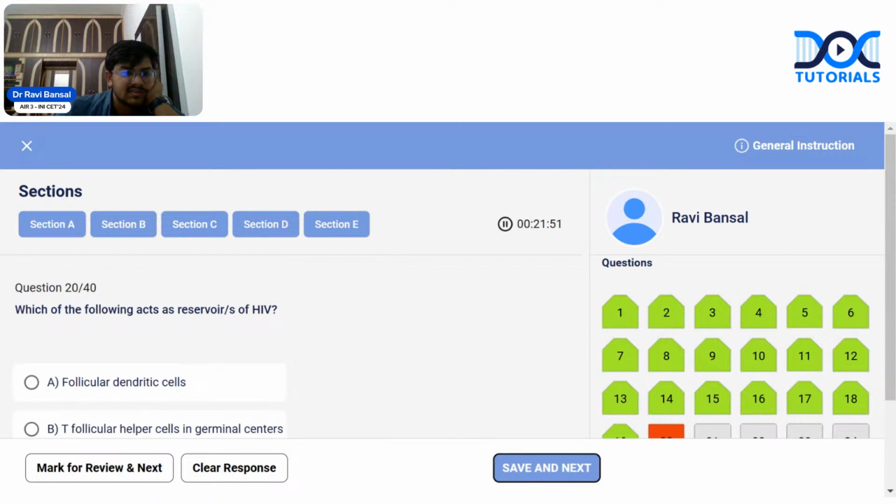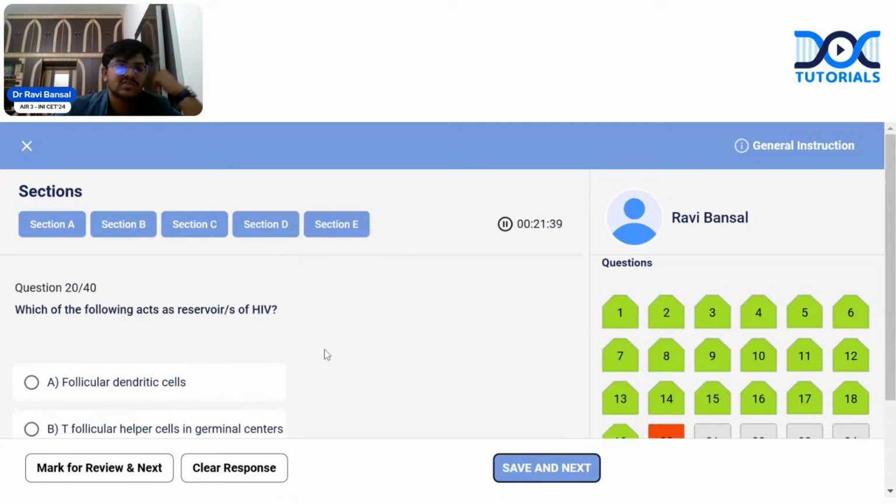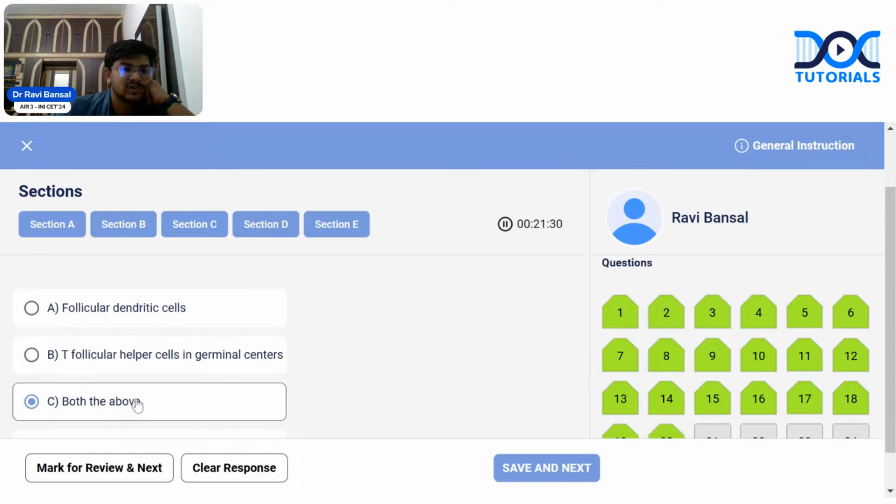Which of the following act as a reservoir of HIV? Follicular dendritic cell, T follicular helper cell in the germinal center, both of the above, none of the above. Obviously they stay in CD4 cells. They also stay in follicular dendritic cells. So both cells act as a reservoir. So I will go with both of them.